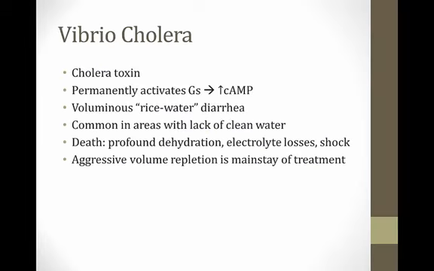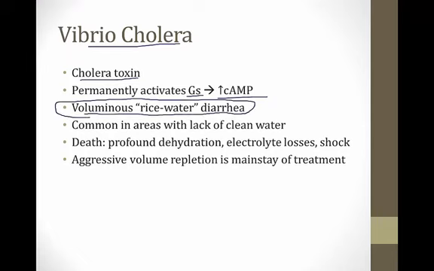And the last bacteria that we'll discuss which induces fluid secretion is Vibrio cholerae. So cholera secretes cholera toxin, and this permanently activates that G stimulatory protein in GI cells to increase cyclic AMP, and it causes voluminous rice water diarrhea. That's the classic description of cholera diarrhea. This is common in areas with a lack of clean water, often underdeveloped countries, so people ingest contaminated water, and that's how the bacteria gets into the GI tract.